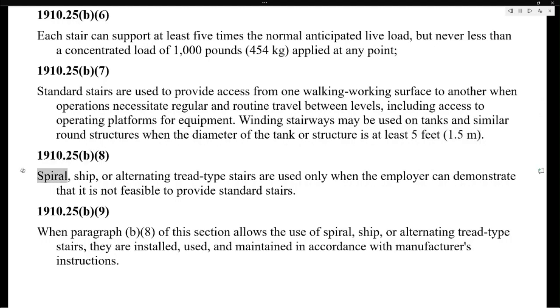(b)(8) Spiral, ship, or alternating tread-type stairs are used only when the employer can demonstrate that it is not feasible to provide standard stairs. (b)(9) When paragraph (b)(8) of this section allows the use of spiral, ship, or alternating tread-type stairs, they are installed, used, and maintained in accordance with manufacturer's instructions.